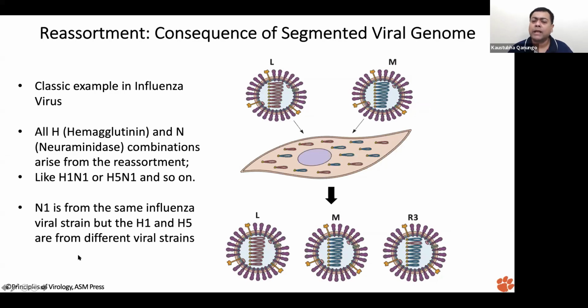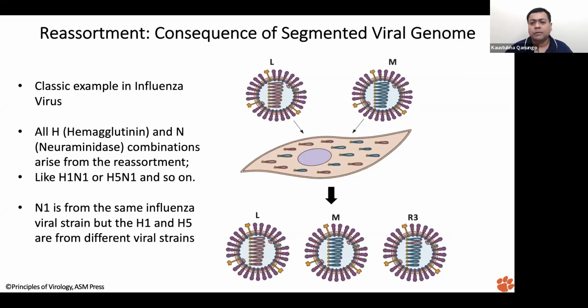And sometimes the scientists look at the viral strains that are being circulated in the environment and make the vaccine for that. But sometimes if this reassortment happens later in the season, you have a new strain, which is virulent as well, being circulated, and the vaccine will not work.